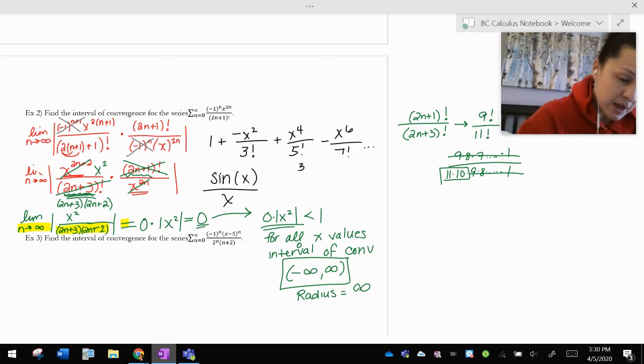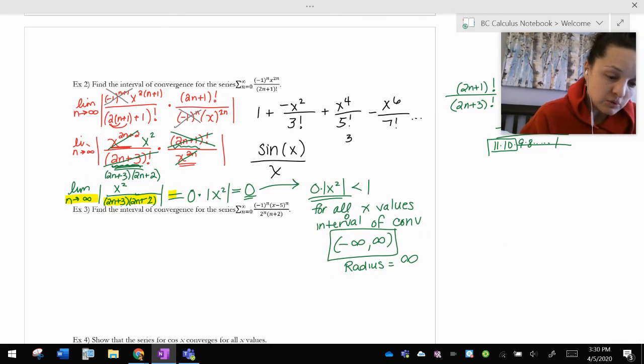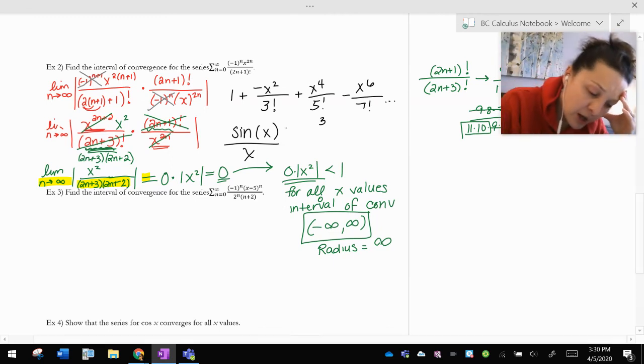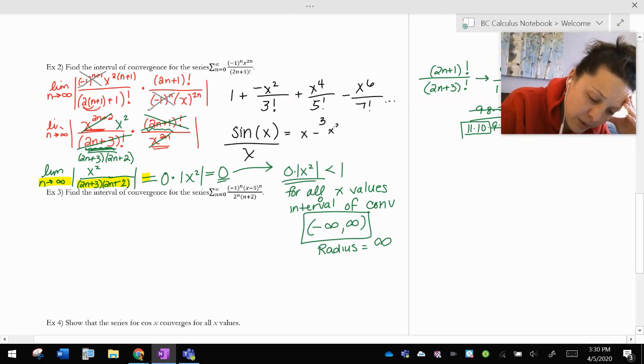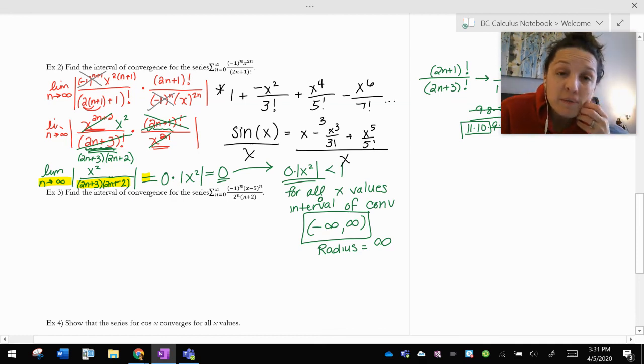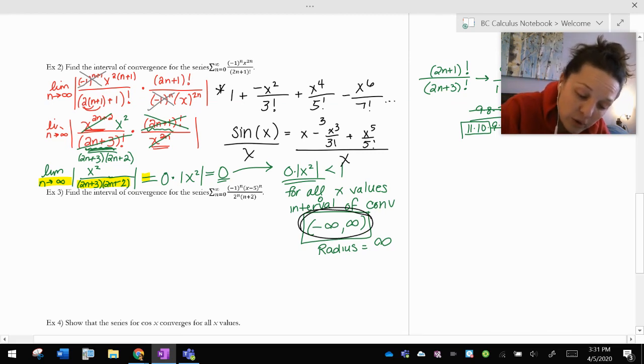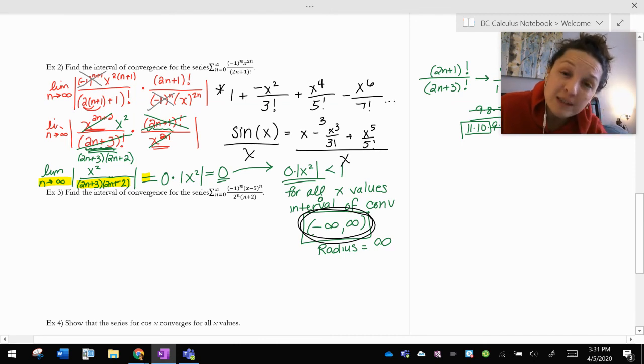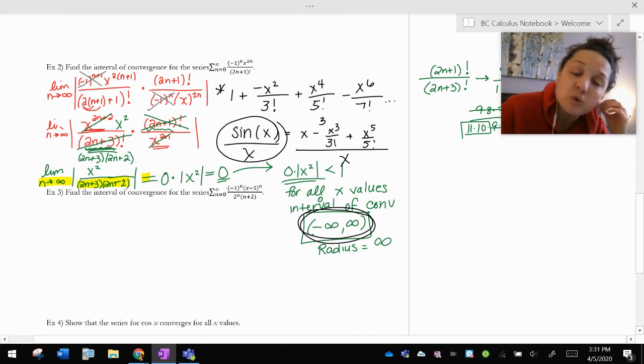So back to what I was saying, I think that this function right here, I think this function is sine x divided by x. Let's give it a shot. So sine x is x minus x cubed over 3 factorial plus x to the 5th over 5 factorial. And if I divided each of those by x, I'd end up with what I have right here. And we said before that sine actually does converge for all x values, and that's what we just found. We found that not only does sine converge for all x values, but sine x over x converges for all x values as well.